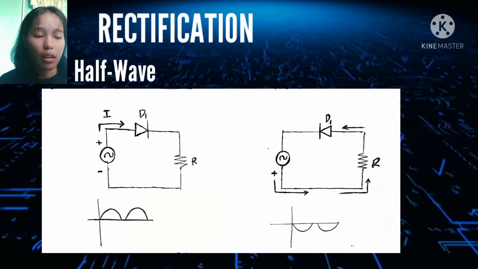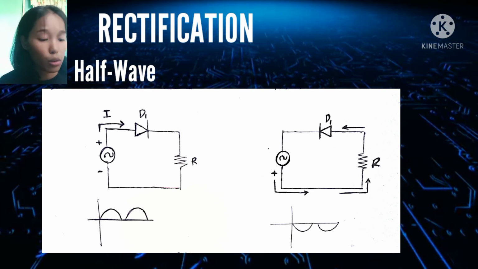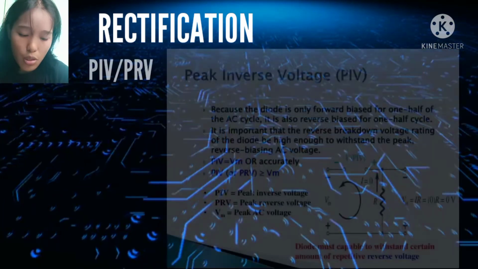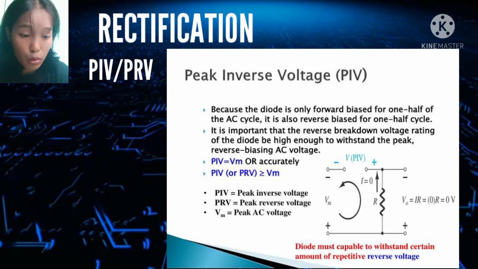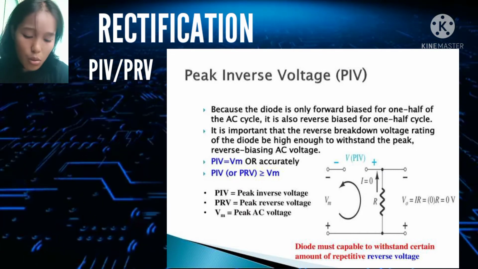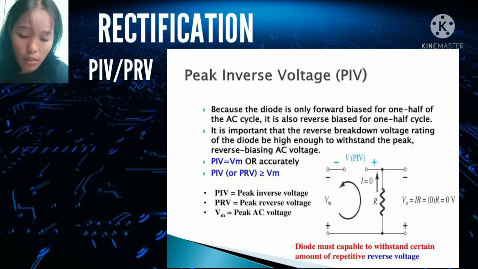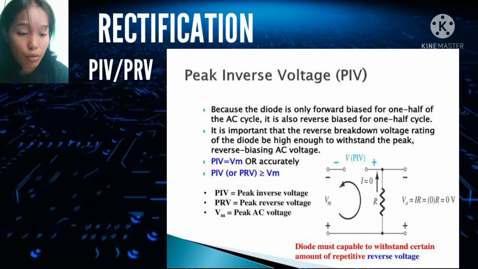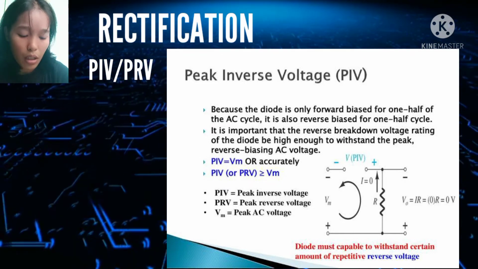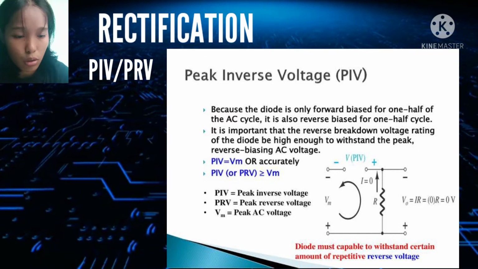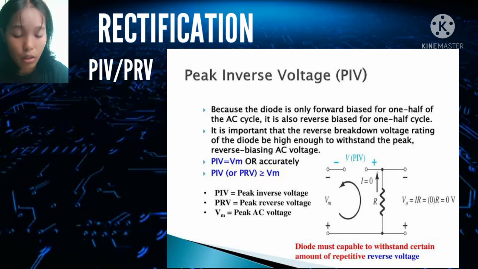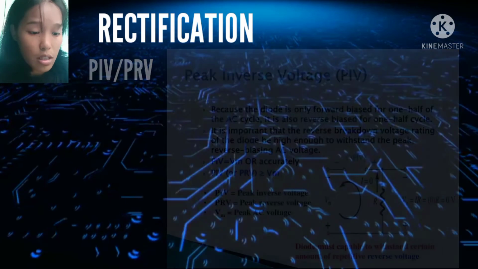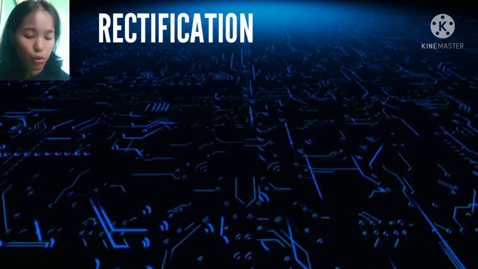So the diode allows current only to flow in one direction. And for the peak inverse voltage or PIV, also called the peak reverse voltage, it is the maximum voltage that the diode can withstand during the reverse biased condition. So if the voltage applied is more than the PIV, therefore the diode will be destroyed. So dapat yung PIV will be greater than or equal to the peak AC voltage, denoted as VM.